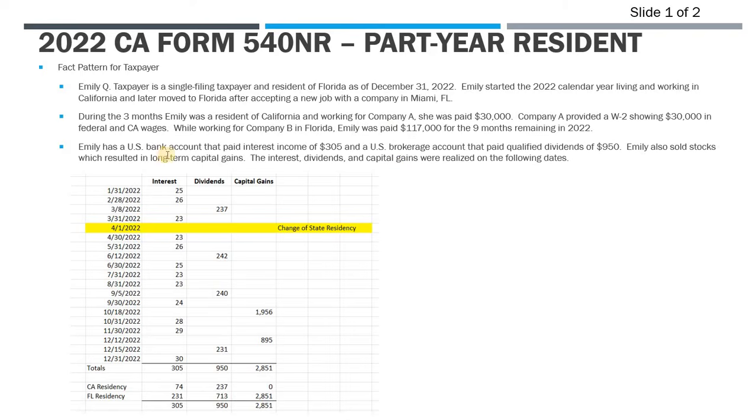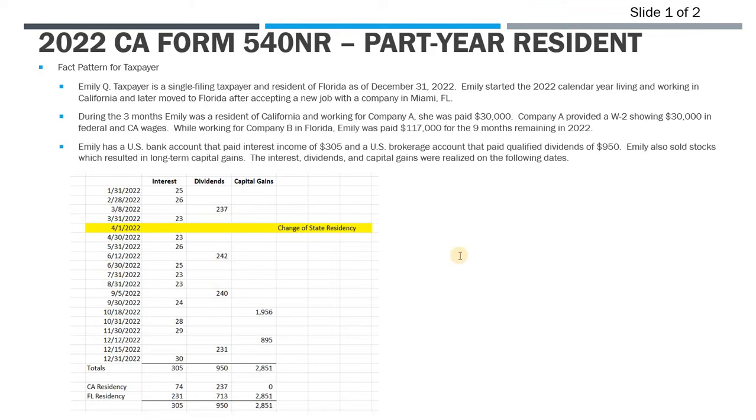Now, in addition to her wages, she had some investment income. She had a U.S. bank account that paid interest of $305 for the whole year. And then she had a U.S. brokerage account where she notes on the 1099 that she was paid qualified dividends of $950 for the entire year. Within the brokerage account, she also had some stock sales that resulted in long-term capital gains. The interest, dividends, and capital gains were recognized on the following dates.